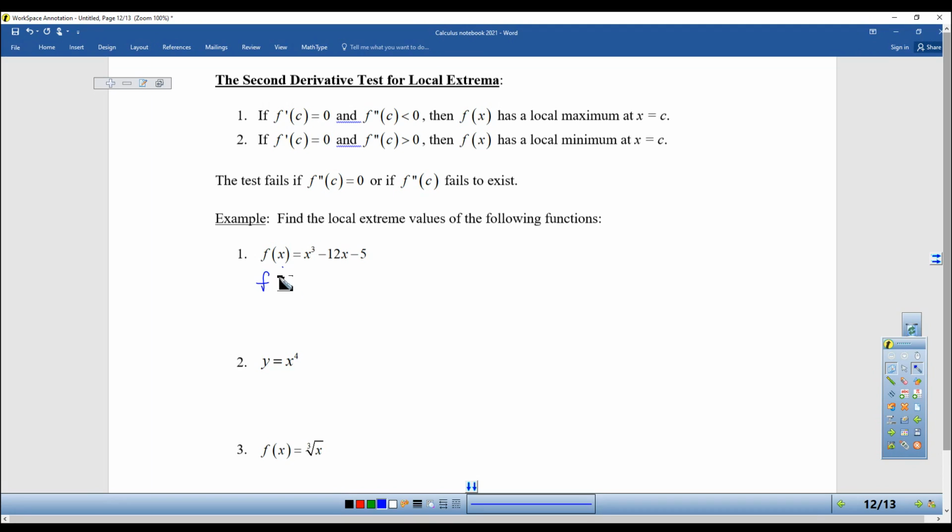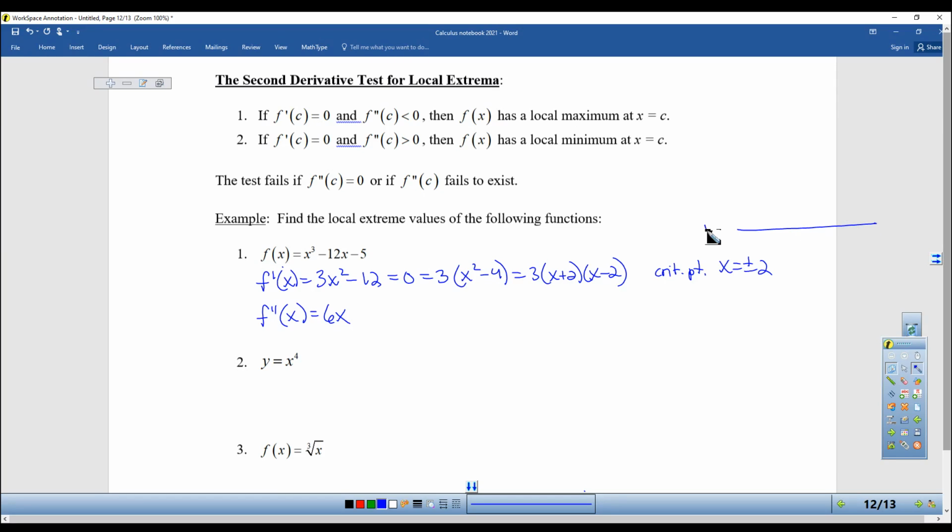So let's find the first derivative. First derivative is equal to 3x squared minus 12. Second derivative is 6x. So what this test says is if the first derivative is equal to 0. So where is this equal to 0? 3 times x squared minus 4, 3 times x plus 2, x minus 2. So my critical points, the numbers I would normally put on my sign chart, would be plus or minus 2. So if it were me, I would make a sign chart.